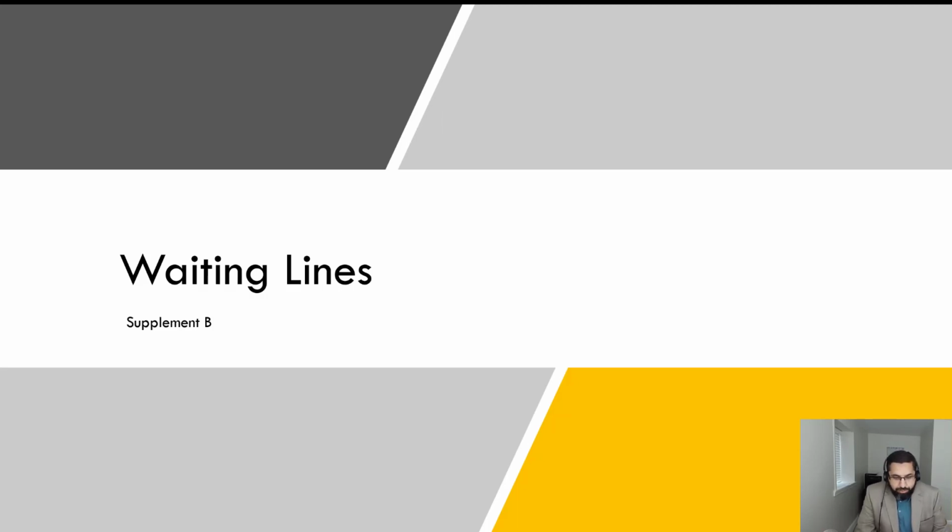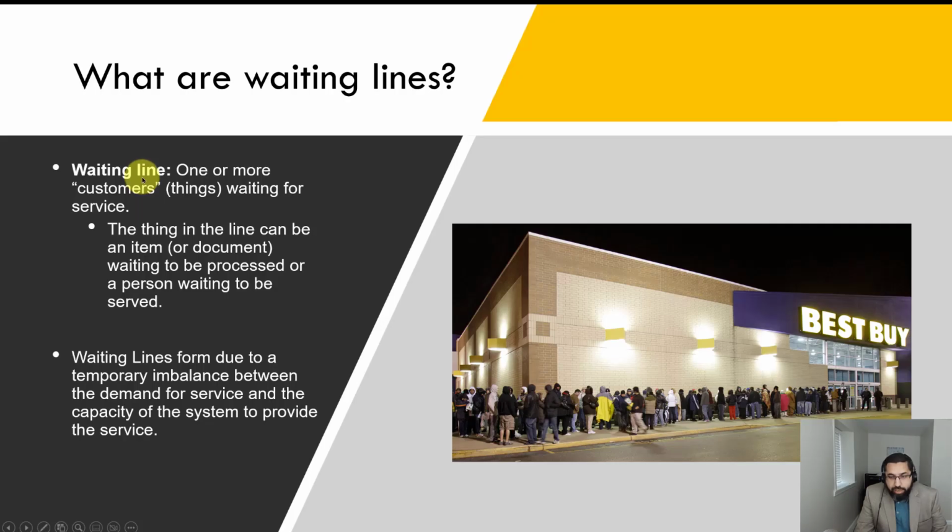Waiting lines, Supplement B. In this lecture, we'll be talking about analyzing waiting lines. Waiting lines could be a queue of customers waiting to be served. It could also be parts waiting to be manufactured or processed in a factory. A waiting line is one or more customers or things waiting for service.